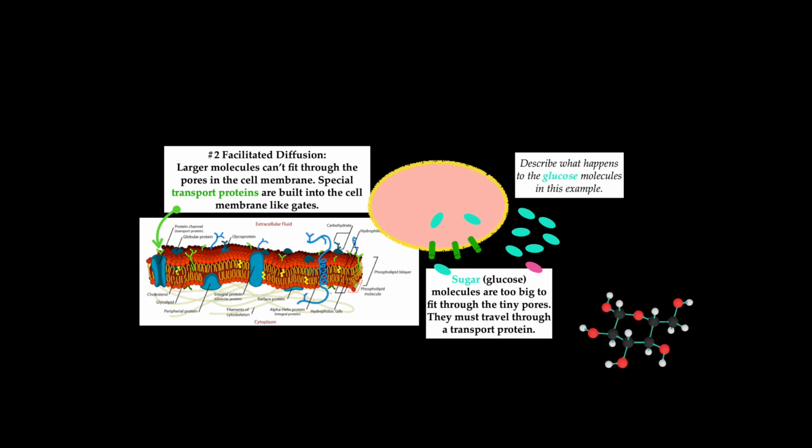Sugar, glucose molecules, are too big to fit through the pores in the cell for simple diffusion. They must travel through a transport protein. Describe what happens to the glucose molecules in this example.